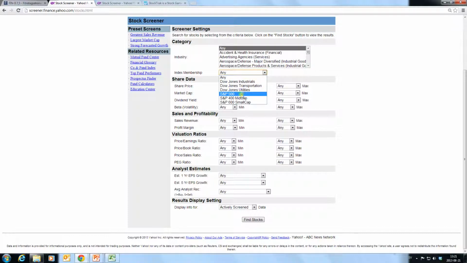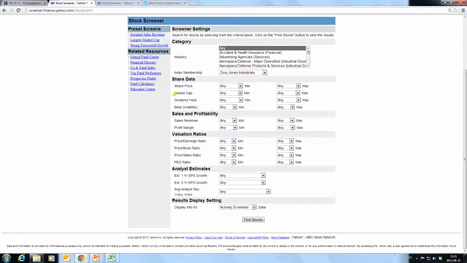For example, I could say that I would like them to be part of the Standard & Poor's 500, or maybe the Dow Jones Industrials or something else. And today I'm going to look at the Dow Jones Industrial for no specific reason, actually, but just to give you an example. You could also choose some share data.